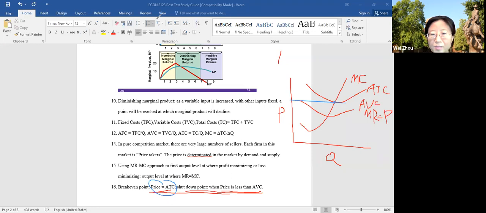The other one is the shutdown point, where the price is equal to average variable cost. So in that case, when your price is lower than average variable cost, not only can you not cover fixed costs, you even cannot cover the variable costs. So that is called a shutdown point, okay?